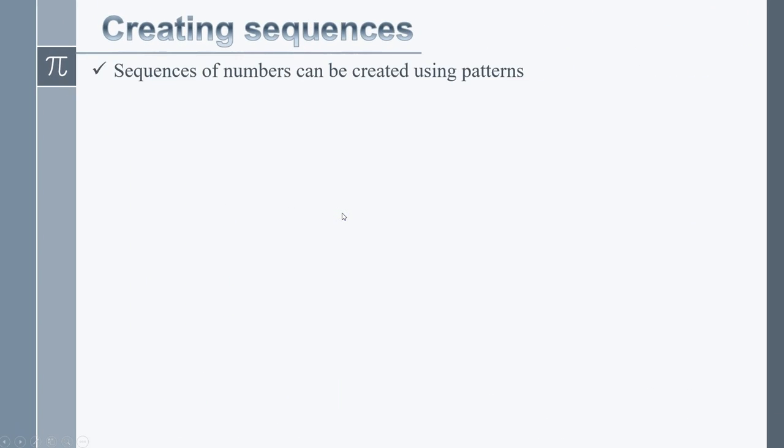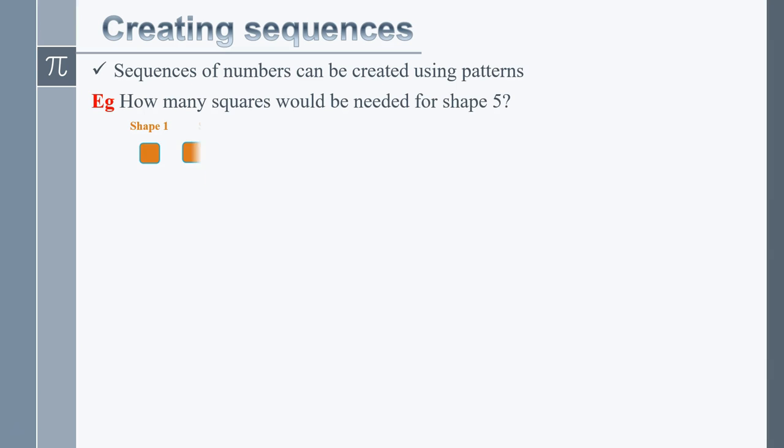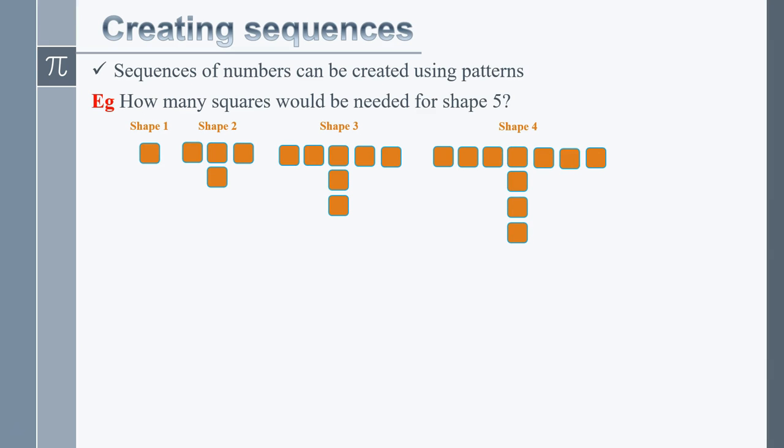So here we go. Let's start off first of all by just creating a sequence of numbers just using a pattern. So here comes our pattern. We've got a whole bunch of squares. So there's shape number one. Shape number two is this kind of T shape, and each time this T shape is getting a bit bigger. And so how many squares will we need for shape 5? So let's have a look at how many of these individual orange squares we need for each of the shapes.